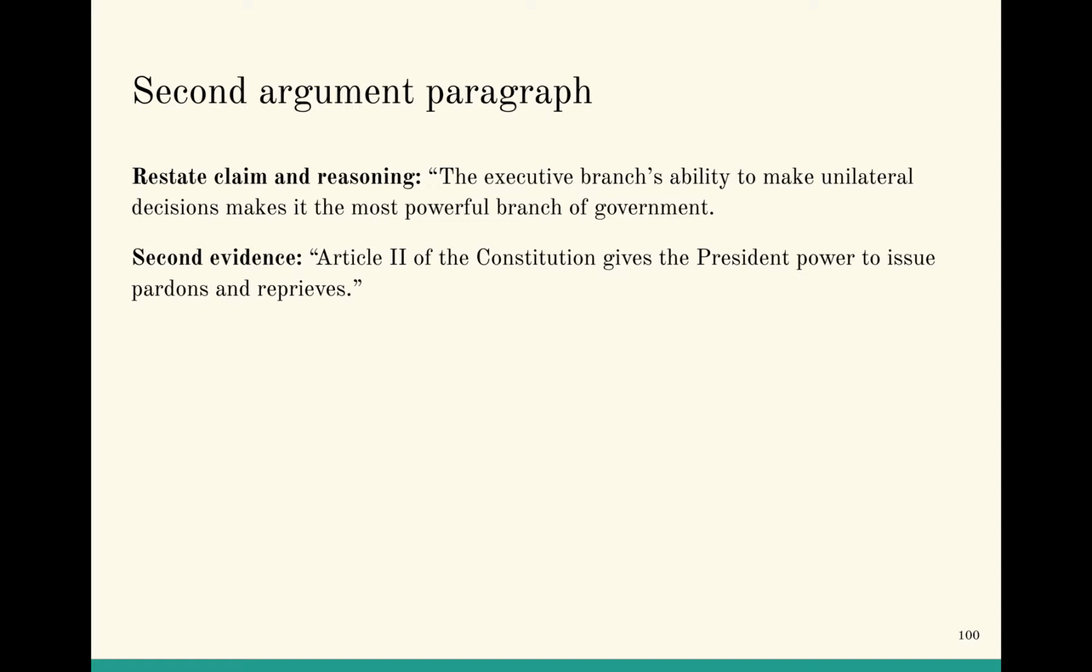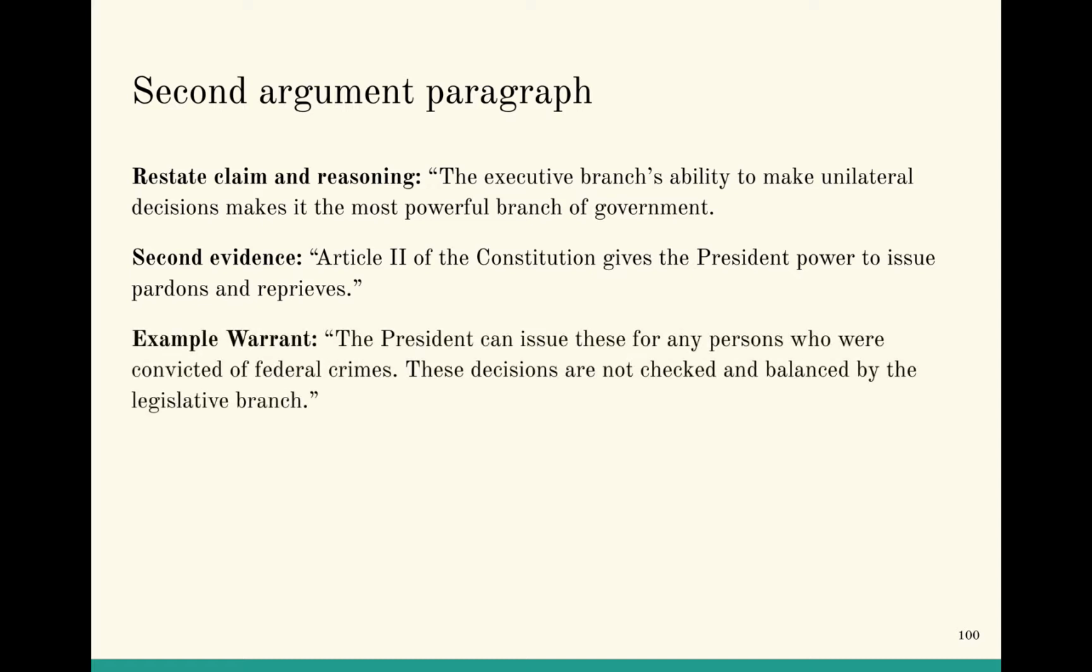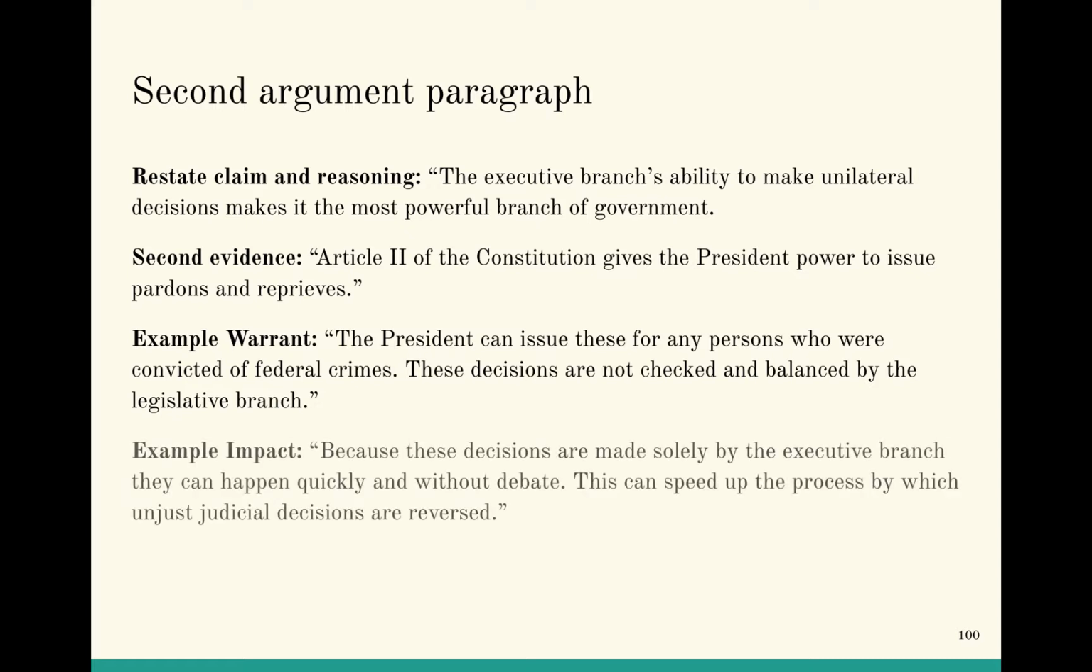You will not have the documents available to you, so you do have to know some general statements about the required readings that are true and factual. You have to provide a warrant to explain why Article 2's pardons and reprieves support your claim and reasoning that the executive branch is powerful because it makes unilateral decisions. So here it says for the warrant, the president can issue these for any reason for any persons who were convicted of federal crimes. These decisions are not checked and balanced by the legislative branch.